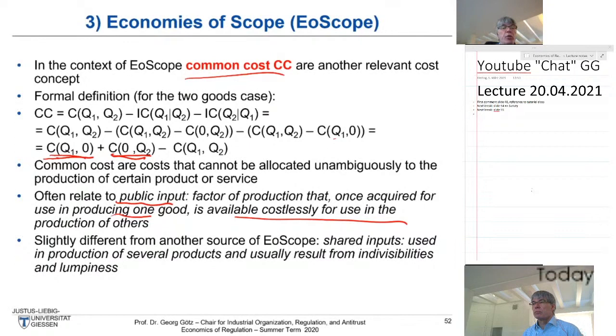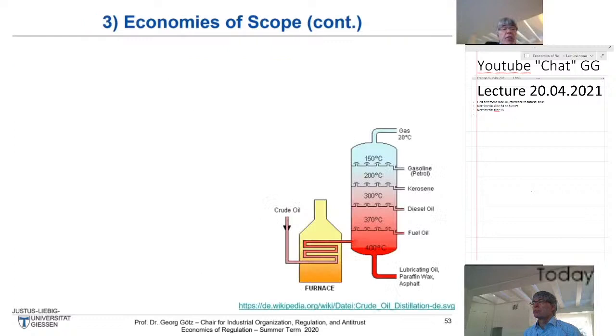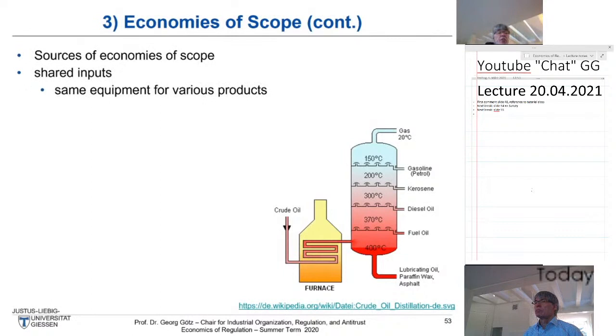And we will also discuss shared inputs, and I think I just move on to the next slide because I explain it in more detail there. This is slightly different from a public input, this shared input. These are inputs which are used in the production of several products and usually result from indivisibilities and lumpiness. Same equipment for various products is shared inputs. So if you have once a railway track from Gießen to the Vogelsberg, you cannot only use it for passenger train services, you can also use it for freight services.